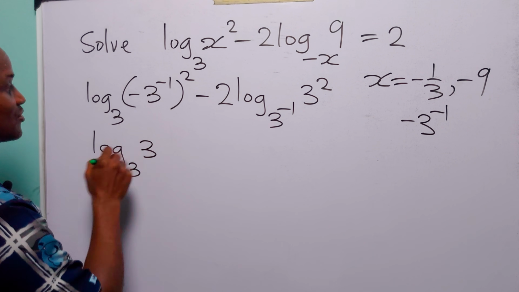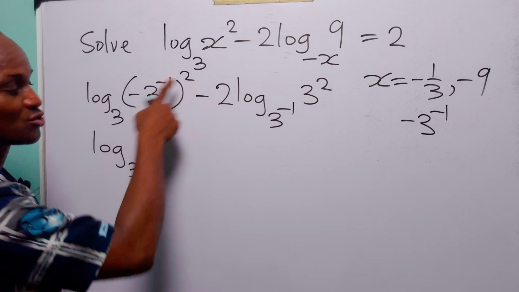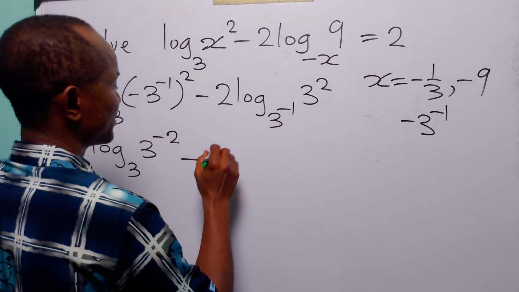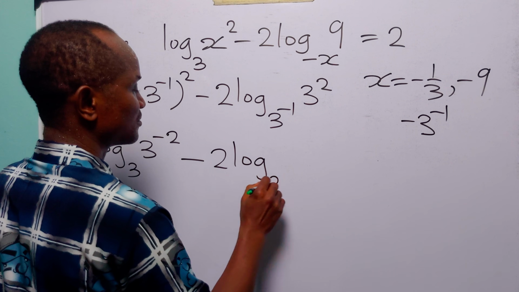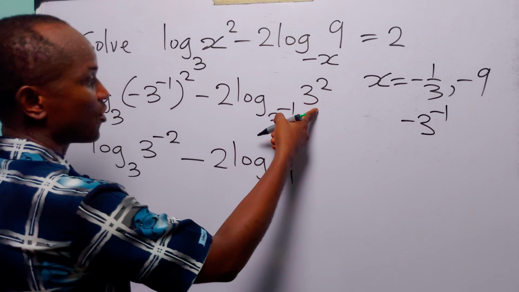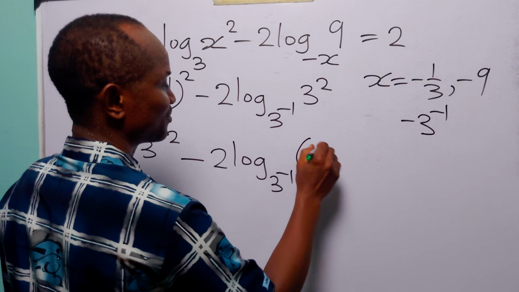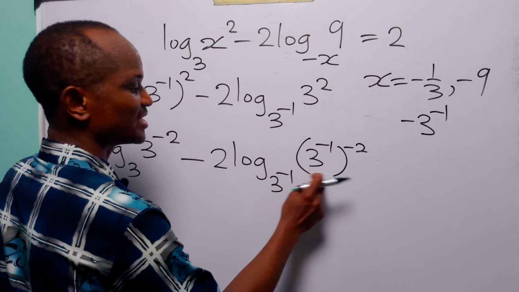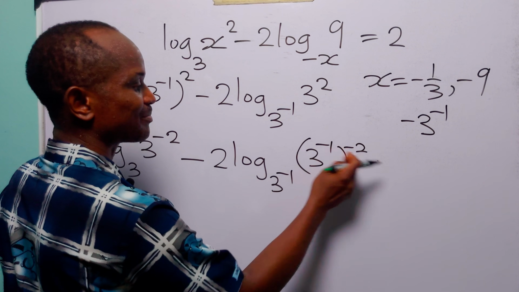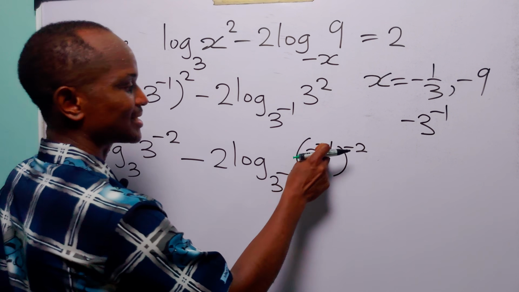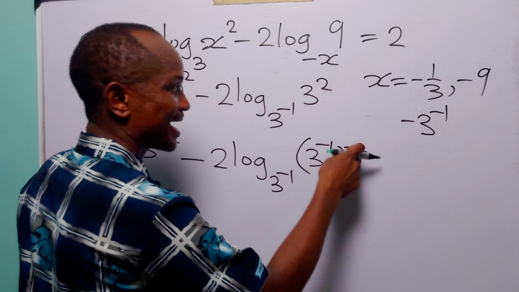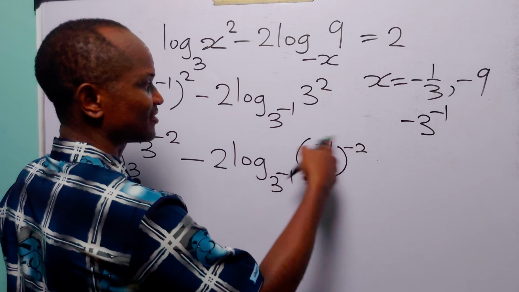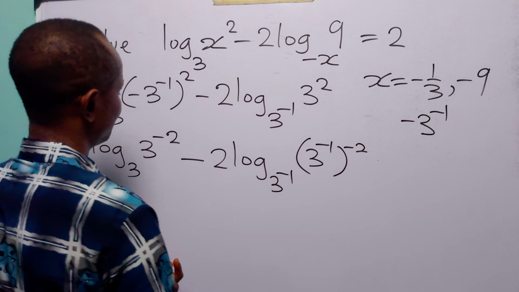log₃ of 3 to the power minus 1 times 2, which is minus 2. And of course, here we have 2 times log₃ to the power minus 1. We can write this as 3 to the power minus 1 to the power minus 2. Because remember, to get rid of these brackets, all we have to do is to multiply these two powers. And you know that minus 1 times minus 2 is going to give us 2. So, in writing it in this form, we haven't changed anything.